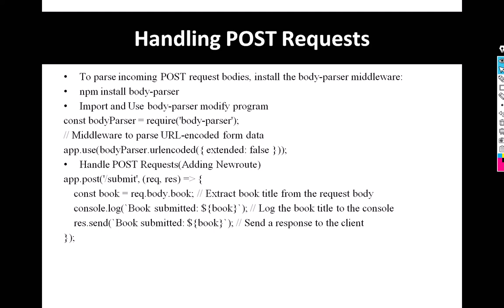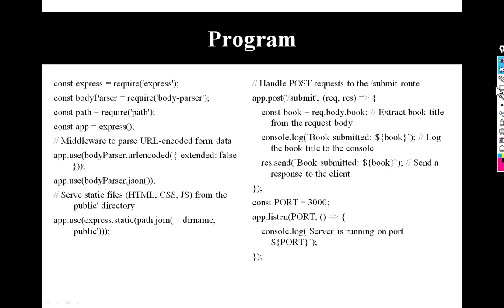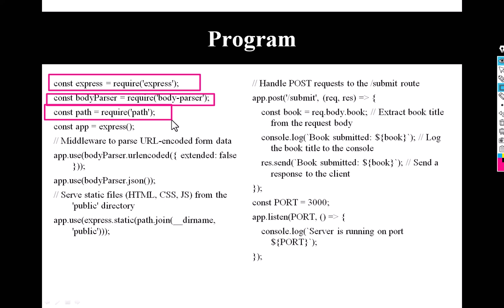Next we are going to discuss the program. As we have seen, we write the constant express, require express. Next we create a body parser, and we need to install the body parser by using npm. Next you use a constant path, require path. Next you are using express. Next we are using a middleware to parse the URL encoded format. Here you are using body parser, URL encoded.